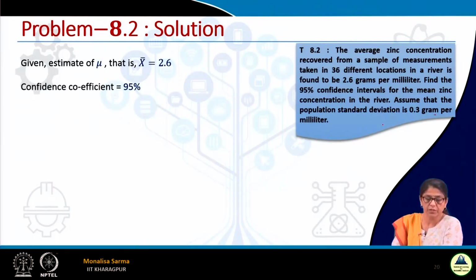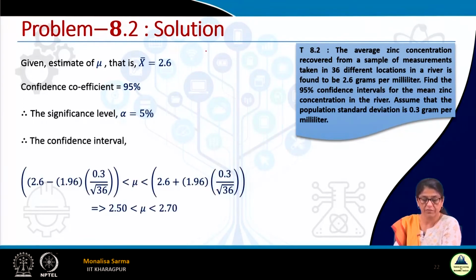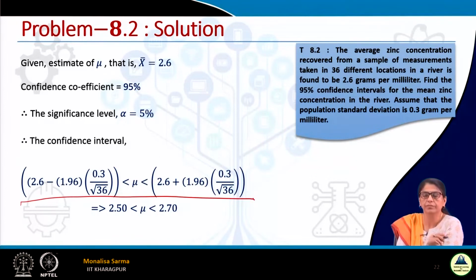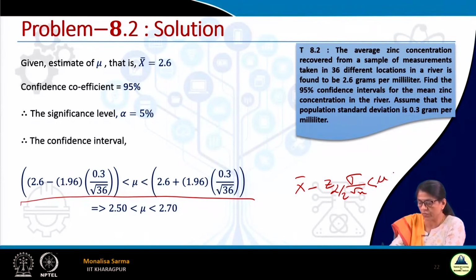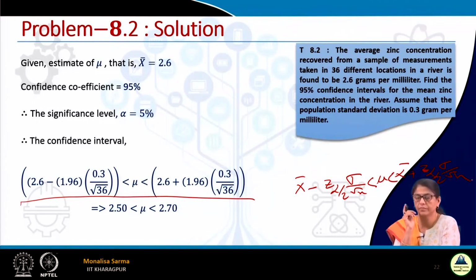The significance level is given. So this is how we calculate the confidence interval: x bar minus Z alpha by 2 sigma by root n is less than or equal to mu, which is less than or equal to x bar plus Z alpha by 2 sigma by root n, isn't it?